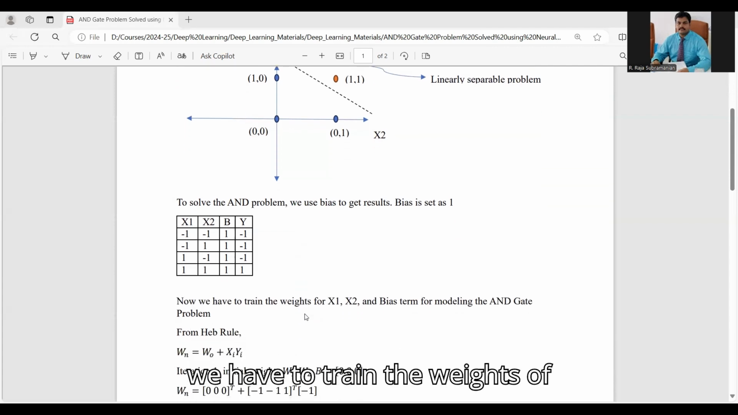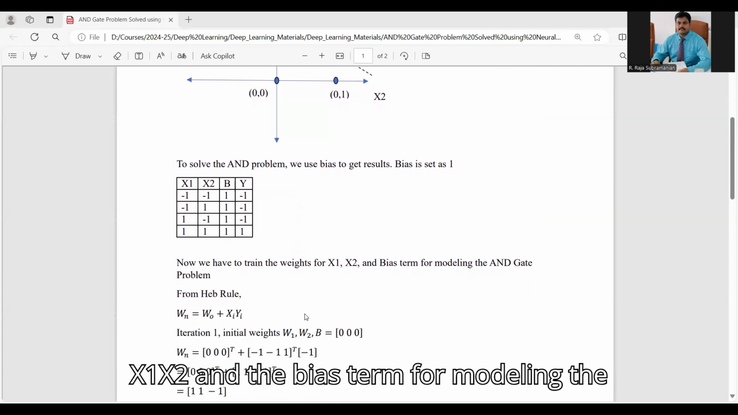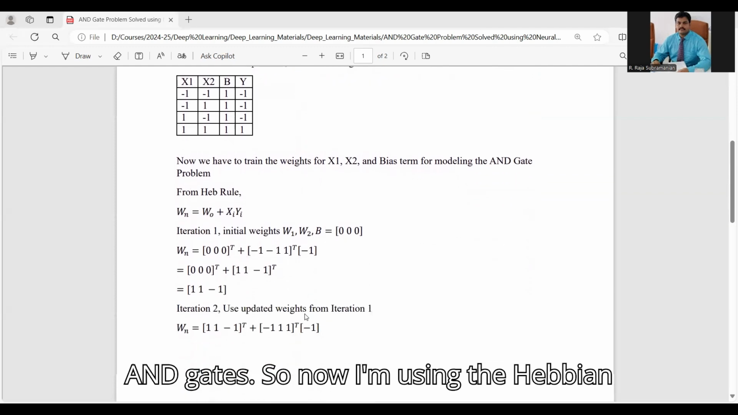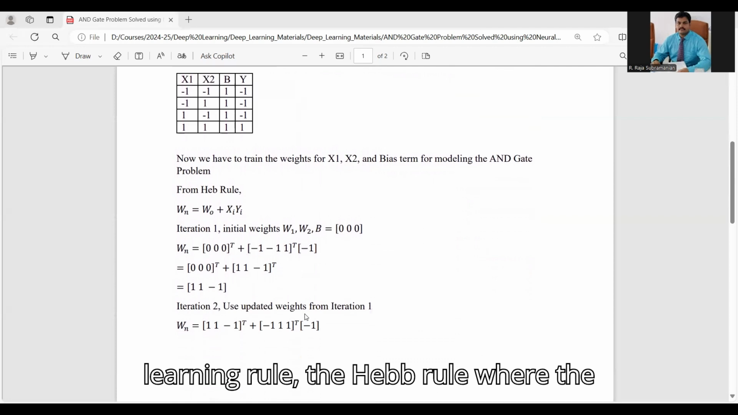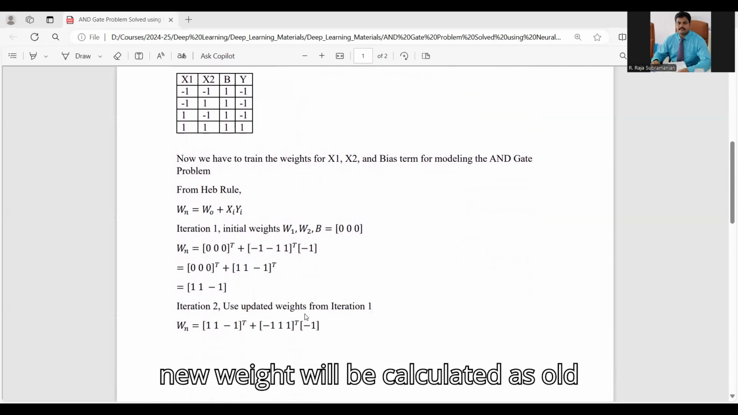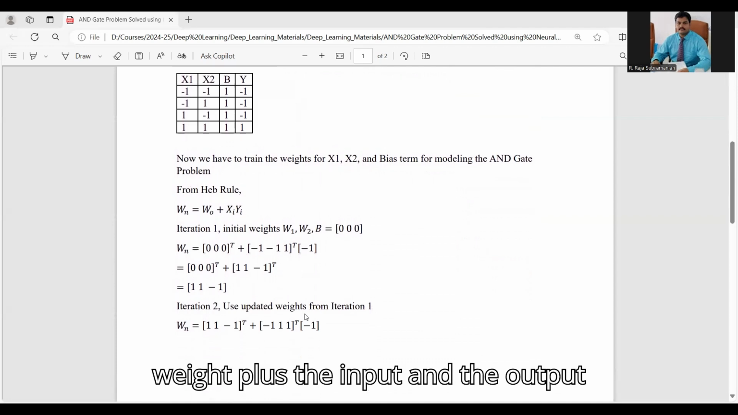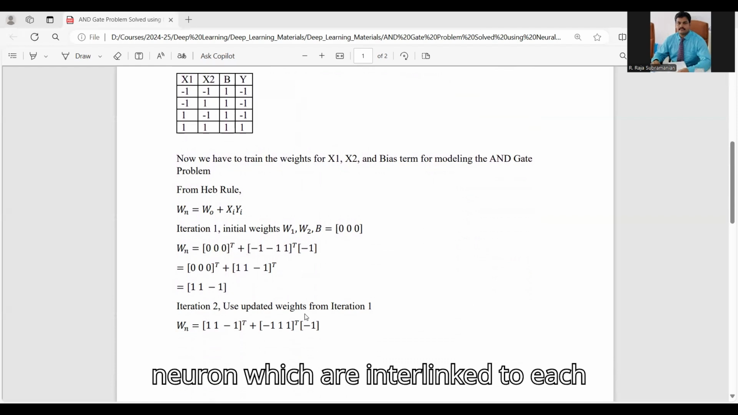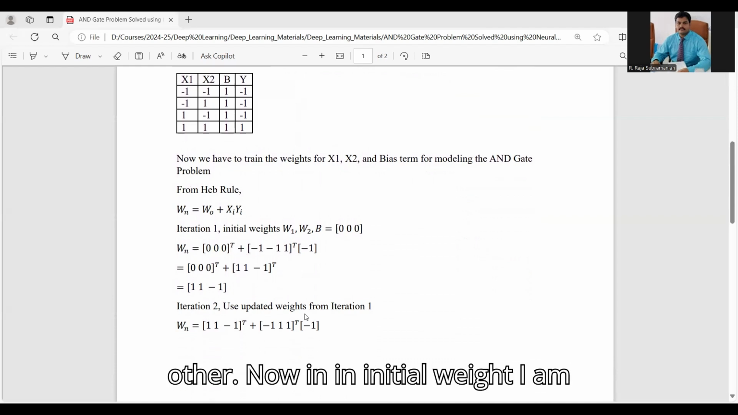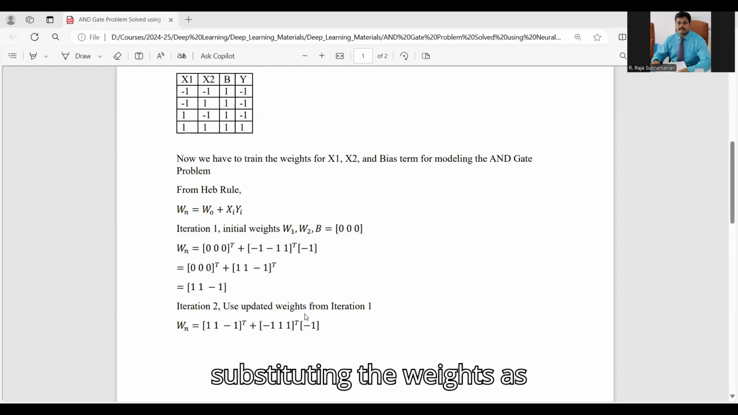Now we have to train the weights of x1, x2 and the bias term for modeling the AND gate. So now I'm using the Hebbian learning rule, the Hebb rule, where the new weight will be calculated as the old weight plus the input and the output neuron, which are interlinked to each other. In the initial weight, I'm substituting the weights as 0, 0, 0.